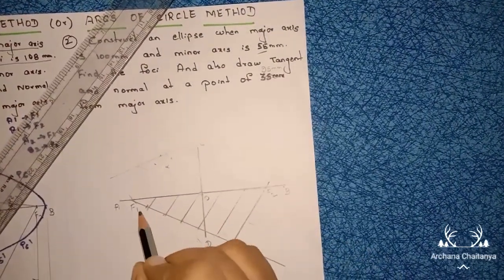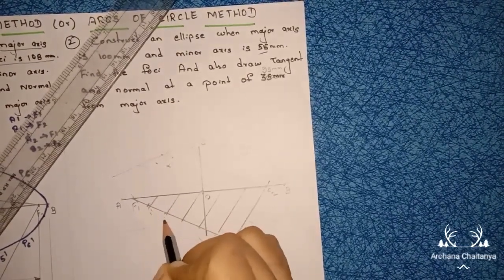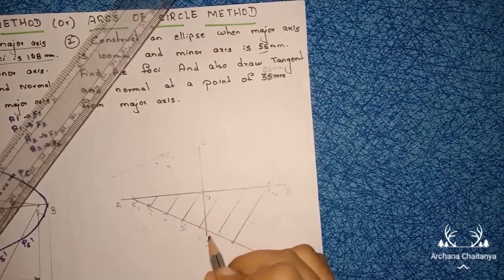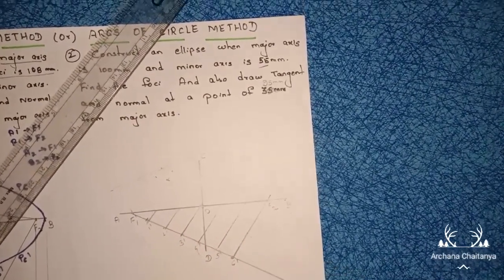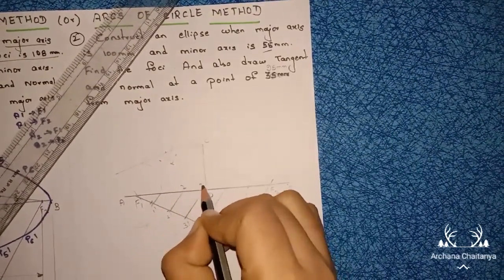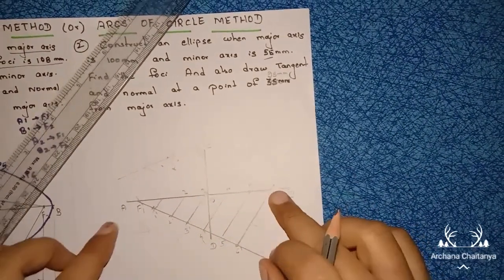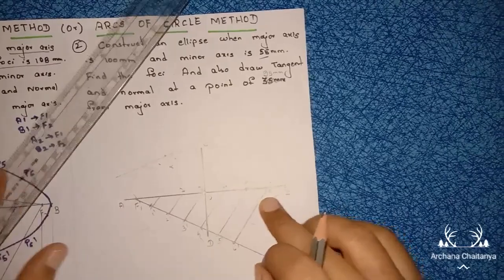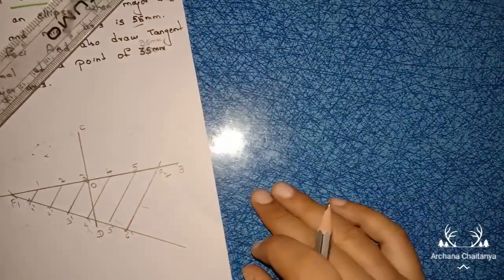Right, so you are marking points here, no? If you have any confusion, write down here 1 dash, 2 dash, 3 dash, 4 dash, 5 dash, 6 dash. Right, now write down here 1, 2, 3, 4, 5. Don't give numberings for F1 and F2. Right?